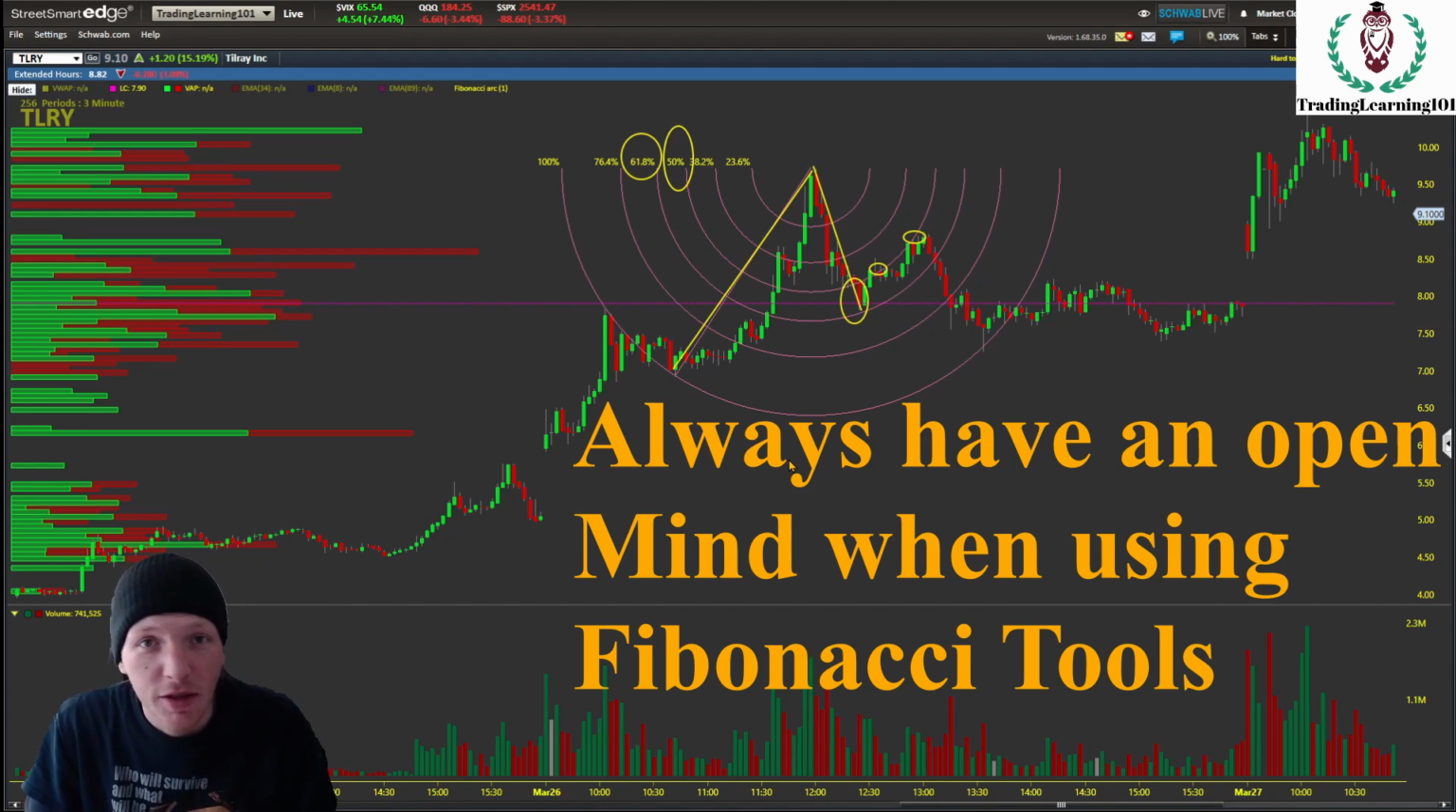I can't preach this enough. It's just all about how you look at the Fibonacci arcs. Mess around with it, have fun with it. Measure from swing lows up to swing highs, down to swing lows. It's an art form. Have fun with it. Be a scientist. Test, and do whatever works for you.